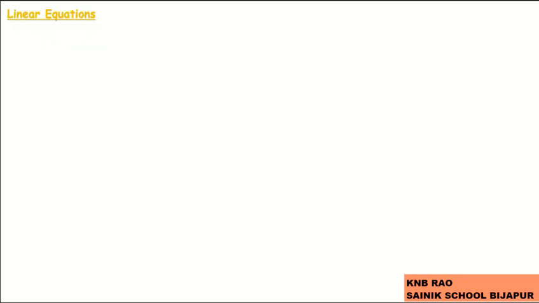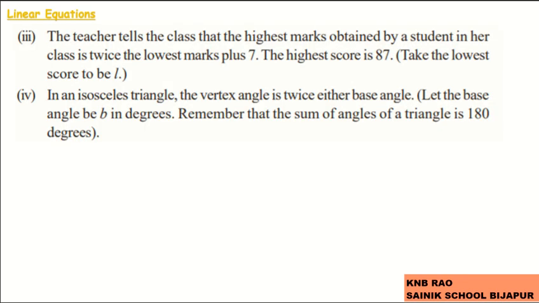Next, sub questions third and fourth we will solve now. The teacher tells the class that the highest marks obtained by a student in her class is twice the lowest marks plus 7. If the highest score is 87, that means here 87 is the highest score, whereas it is 7 more than, or 7 plus, twice the lowest marks.